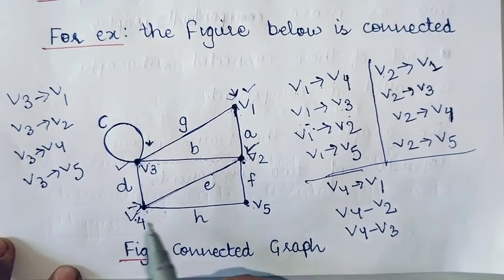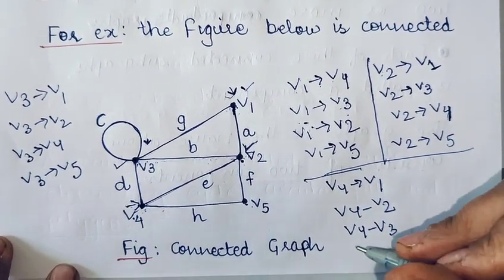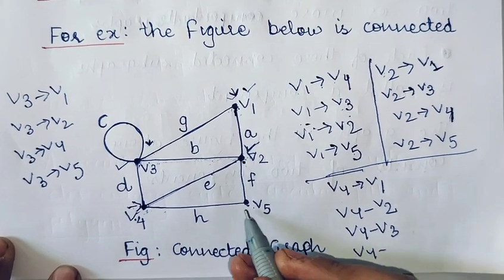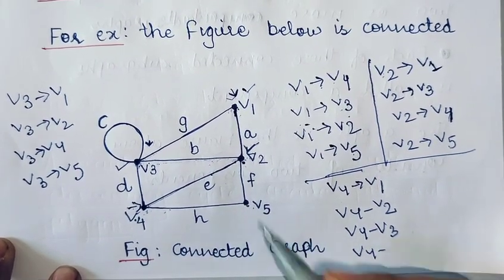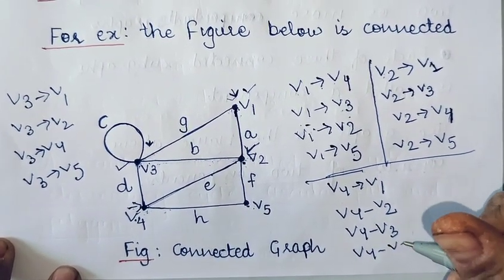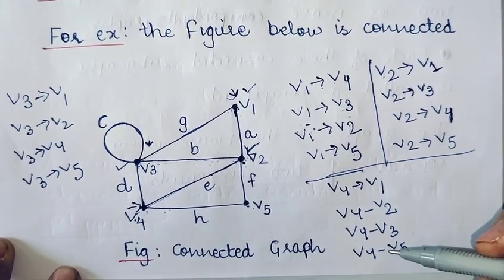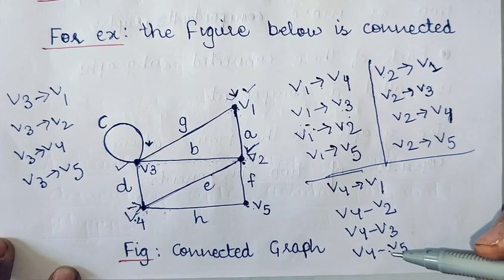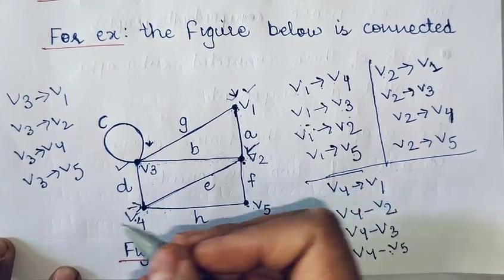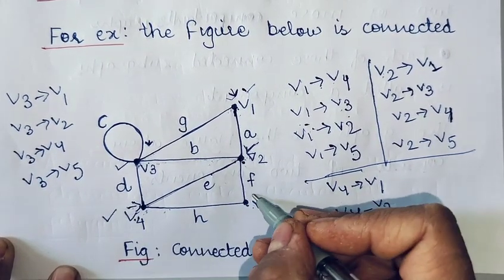Then let's see if there is a path from V4 to V5. Yes, there is a path from V4 to V5 via the edge H. So V4 is also connected to all other vertices of the graph. Now only one vertex is left. V4 is also checked. Vertex V5 is left.